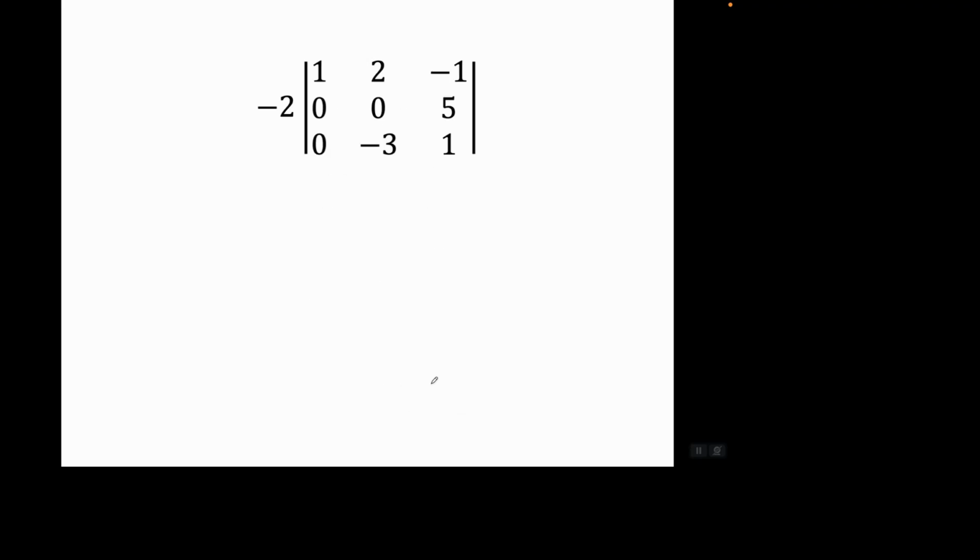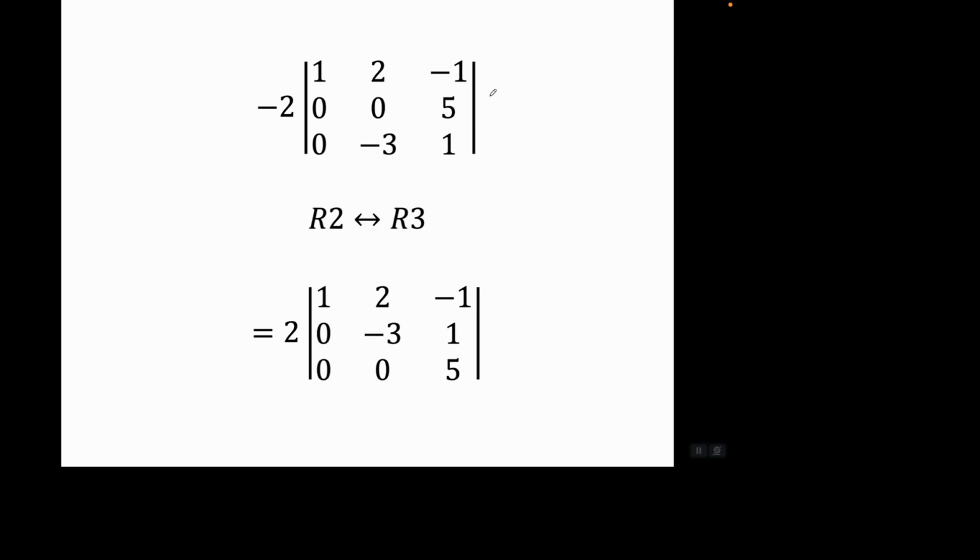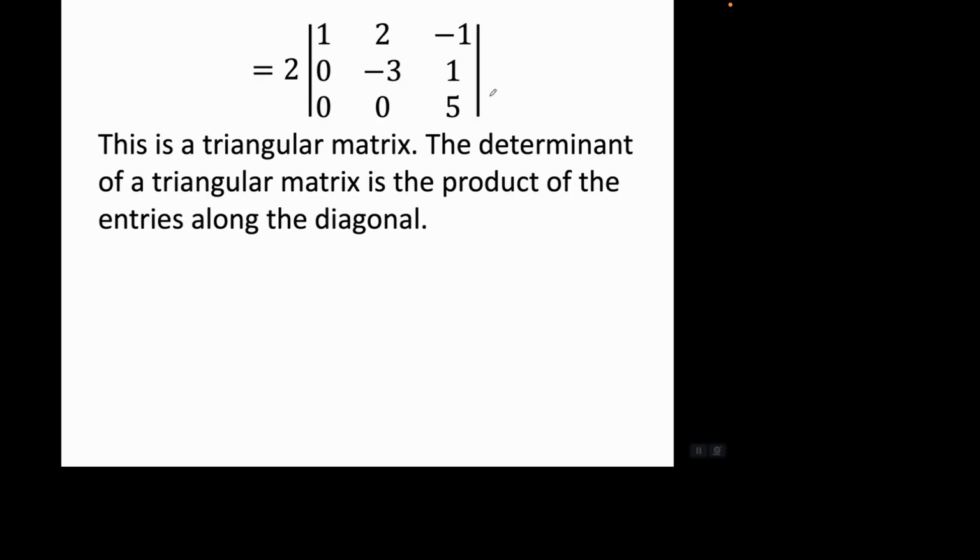Man, if we want to get this in row echelon form, I think one thing that would help would be to interchange rows 2 and 3. Let's switch these guys up. So we end up with this: 2 times the determinant of 1, 2, negative 1, 0, negative 3, 1, 0, 0, 5. Oh, that's actually pretty easy. This is a triangular matrix. The determinant of a triangular matrix is the product of the entries along the diagonal.